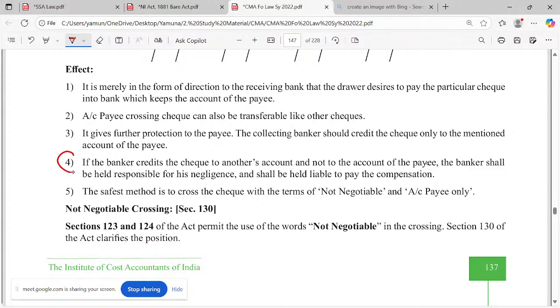Go for the fourth point. If the banker credits a check to another's account and not to the account of the payee, then the banker shall be responsible for his negligence.